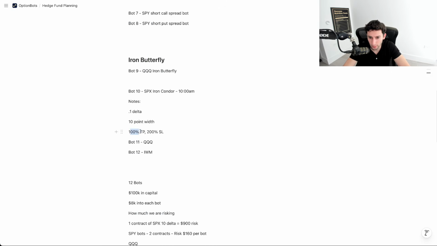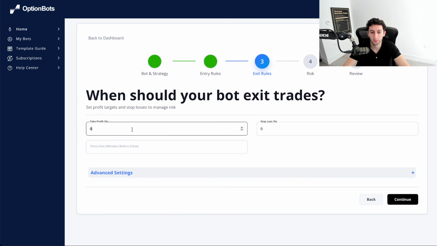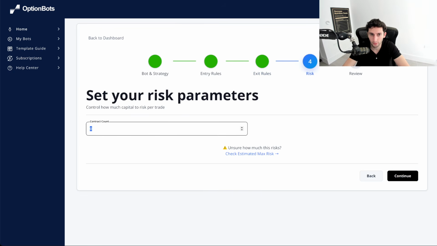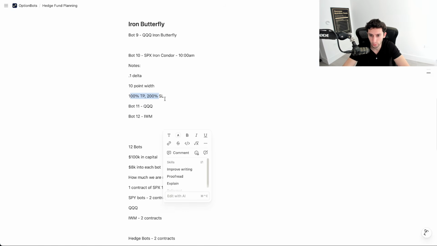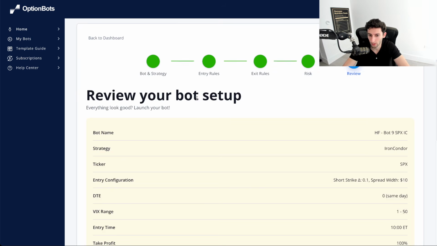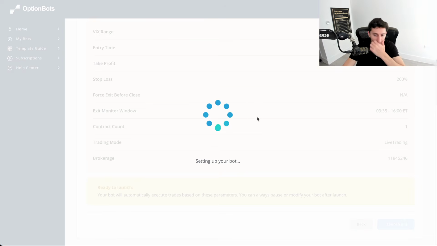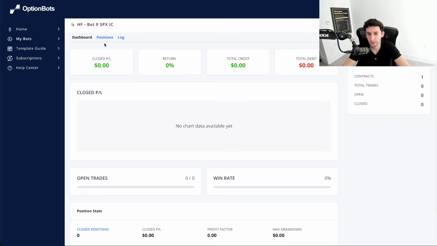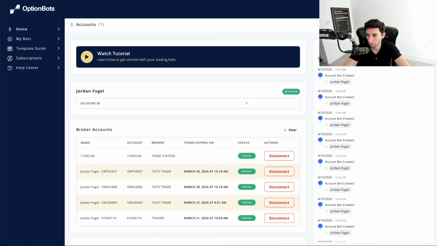So this one we did 100% take profit, 200% stop loss. So again, this was the high win rate one, right? So we're going for basically 100% take profit, really until it expires. 200% stop loss just in case. We can keep this in as 0. And then for this one, I believe we were doing 1 contract because it was SPX. So SPX, we're going to go 1 contract. We're going to go ahead and launch that. And then for the other ones, we'll go back to 2 contracts. So we'll go add trading bot.